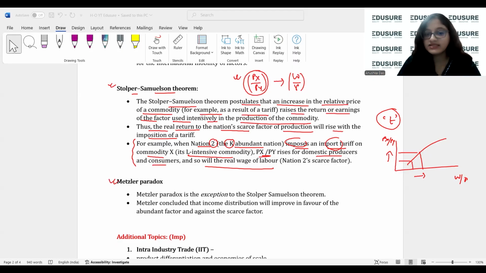The Metzler paradox is an exception to the Stolper-Samuelson theorem. As you can see, the conclusion is the opposite. Metzler said that even if a tariff is present, the scarce factor will lose and the abundant factor will gain. So even with the tariff imposition, the original result of international trade will be maintained. Metzler concluded that income distribution will improve in favor of the abundant factor against the scarce factor, which is the opposite of Stolper-Samuelson.